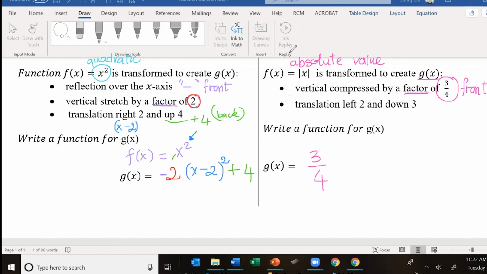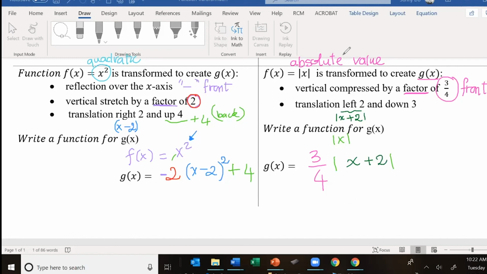Remember our original looks like this. So our new one is also going to look similar to that. I'm going to have some absolute value bars right here. And then the next one says go to the left 2 units. Anything to the left has to be inside the parenthesis, or in this case, inside the absolute value bars. So we're going to have x plus 2. Remember, opposite sign, okay? We put this inside the absolute value bars. It's going to the left 2 units, that means absolute value of x plus 2.